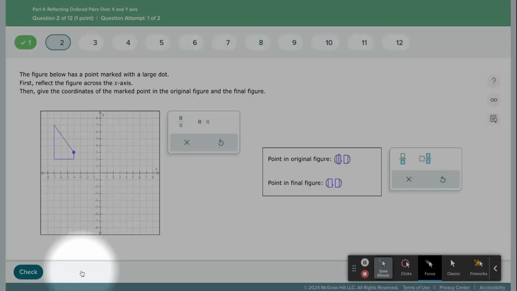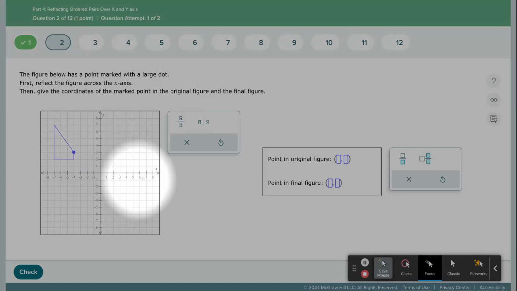Moving right along. The figure below has a point marked with a large dot. First, reflect the figure across the x-axis. In order to reflect an entire figure, I'm going to flip it like a pancake. I'm not just going to slide it over. It'll look different. If I flip it, it's going to be its opposite image. So you have 2 options. If it says flip it across the x-axis, am I going to be going across the vertical line, or am I going to be flipping it like a pancake across the horizontal line?